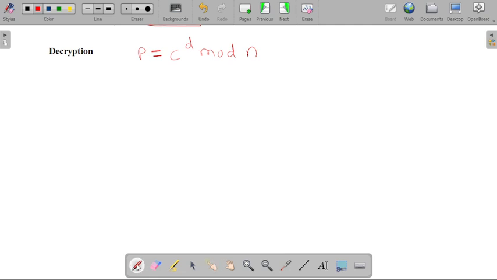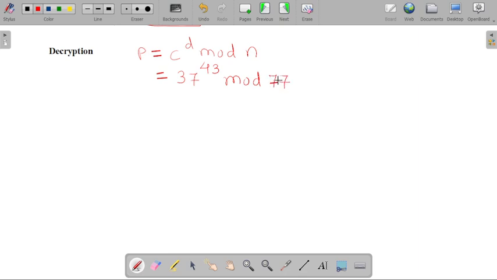Now let's begin with the decryption process. For decryption, we are using the formula P is equal to C raised to D mod N. We have the value of C that we obtained previously, which is equal to 37, and we have the value of D equal to 43. So, 37 raised to 43 mod 77.